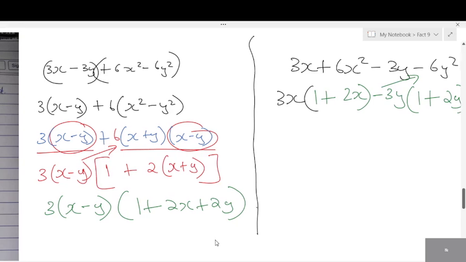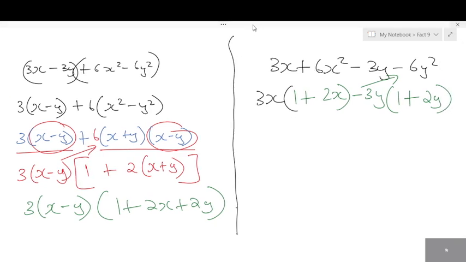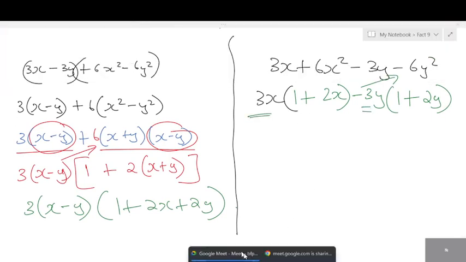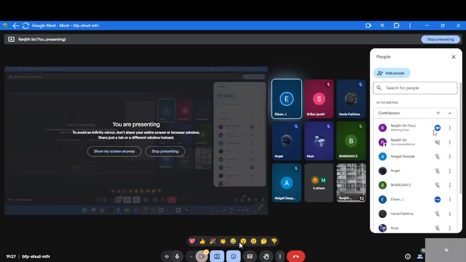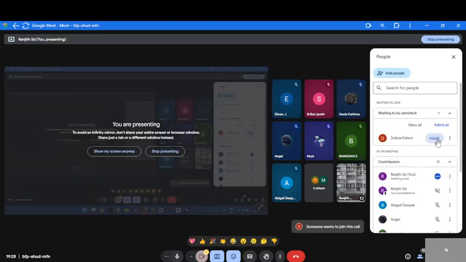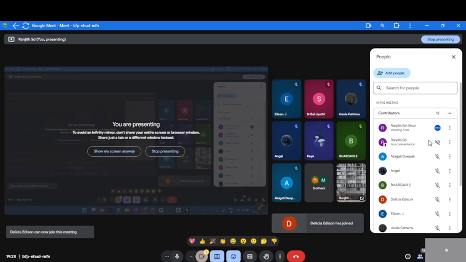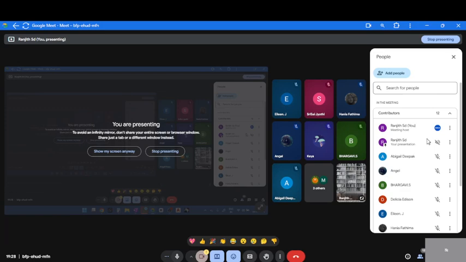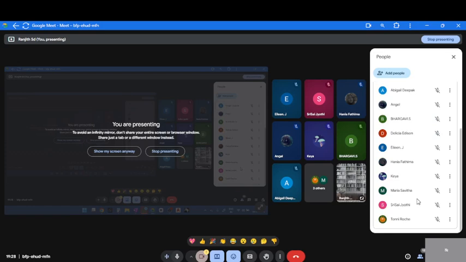Okay, this is the fourth question. Now tell me which is common, students. What is common here? One minute, one minute. No, that is not common. Eileen and Delisha, can you all see the screen? Both of you all?